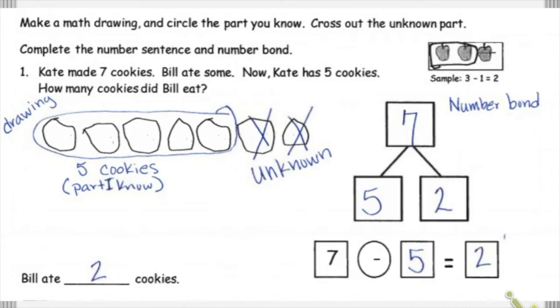Bill ate some. Well, this sentence doesn't tell us anything. It just tells us our mystery. We don't really know how many, so we can't really draw anything from this. Now, Kate has 5 cookies. Now, we know that Kate has 5 cookies, so we can circle the 5 cookies that Kate has now, since that's the part that we know. Now, how many cookies did Bill eat? Well, that's the cookies that we did not circle. That's these 2 that are X'd out.